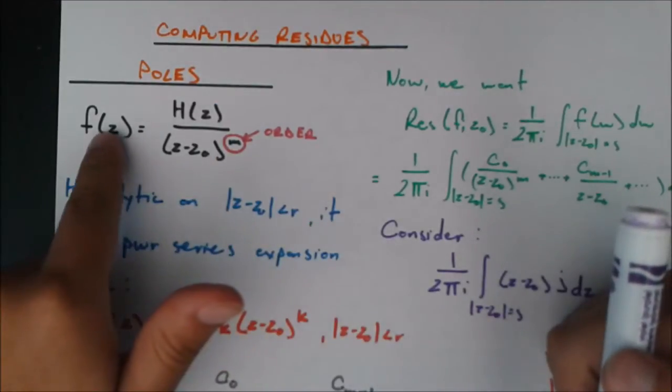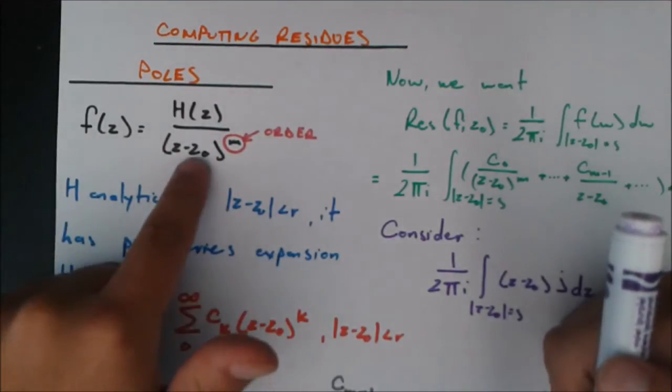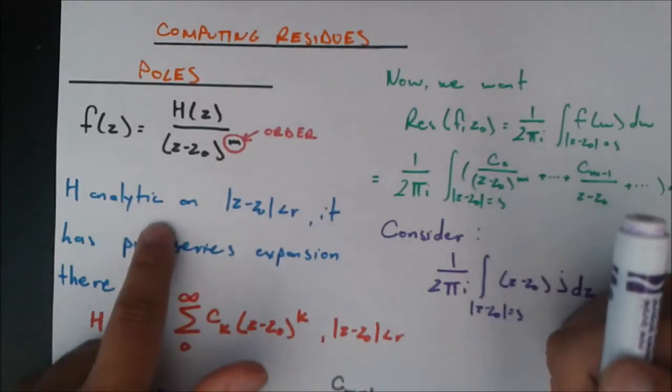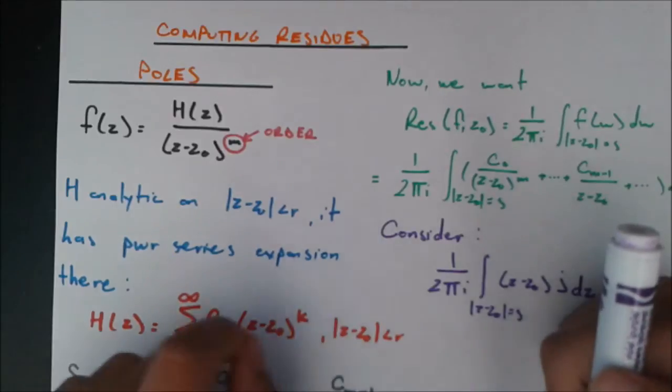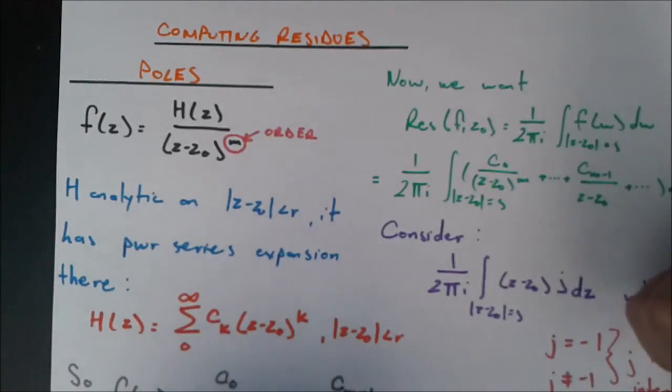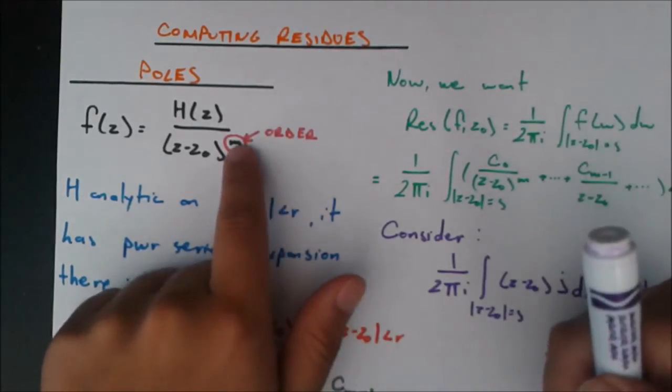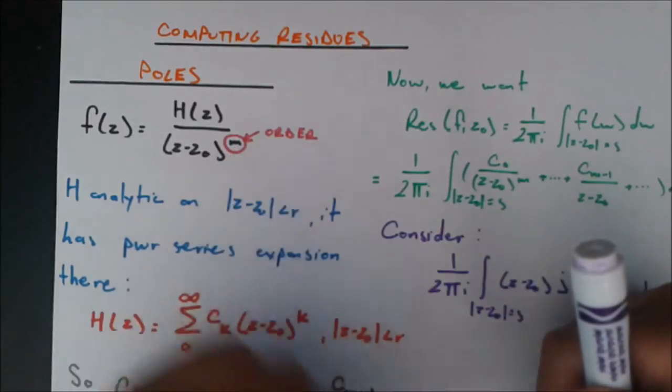First, f of z can be written as h of z over (z minus z0) to the power of m, where h is an analytic function on the disk modulus z minus z0 is less than r. And the second thing is that the pole has an order, and the order is m, and usually you can pull the order straight off this exponent here. So this is a pole of order m.